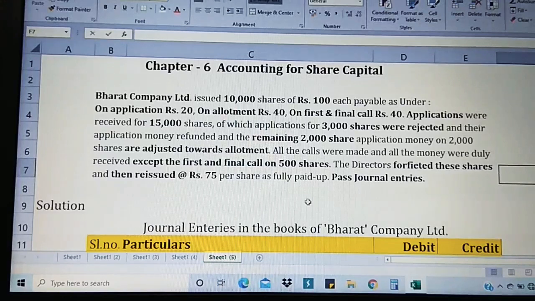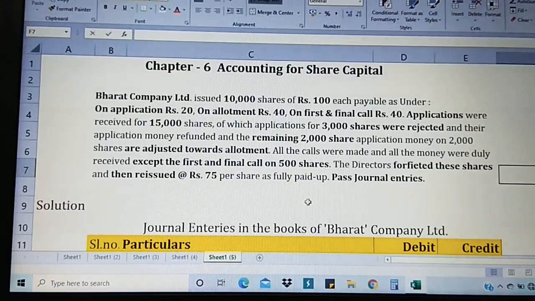Bharat Company Limited issued 10,000 shares of rupees 100 each payable as under: on application rupees 20, on allotment 40, on first and final call rupees 40. Here you just observe it's neither equity nor preference, so it's easy for us. Yes, we can just be relaxed, only concentrating on shares. What is the face value given here? 100. And observe that it has been segregated at the time of application, allotment and first and final call. Is it equal? 20 plus 40 plus 40 is equal to the face value.